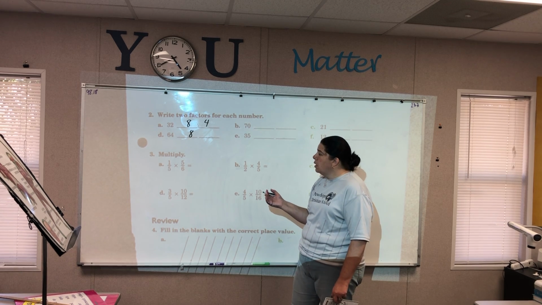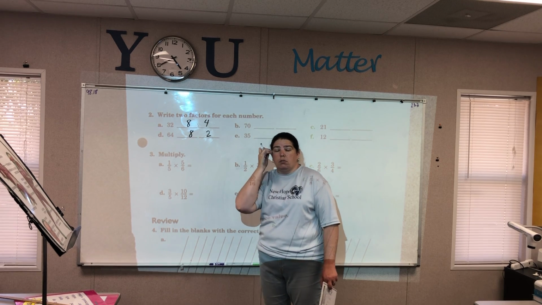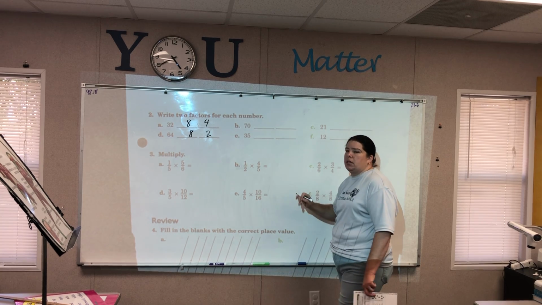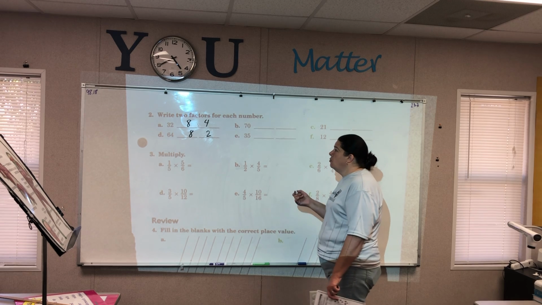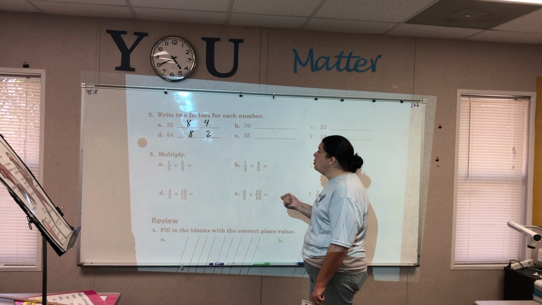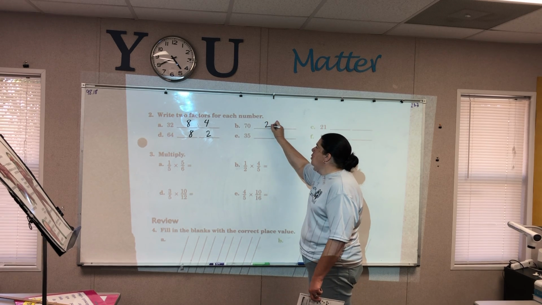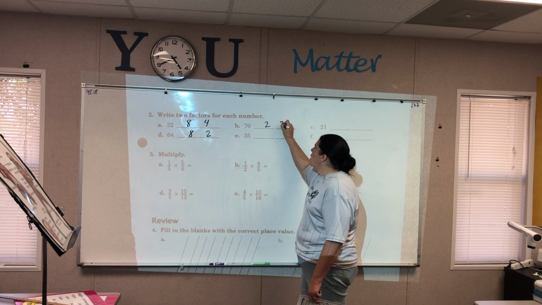How about 2? What if we said 2 times something equals 64? It would be 32, right? 2 times 32. How about 70? Two numbers multiplied together to get to 70. You can use 2 because we know that 70 is divisible by 2. And if we had 2, what would the other factor be? 2 times 35. Very good.